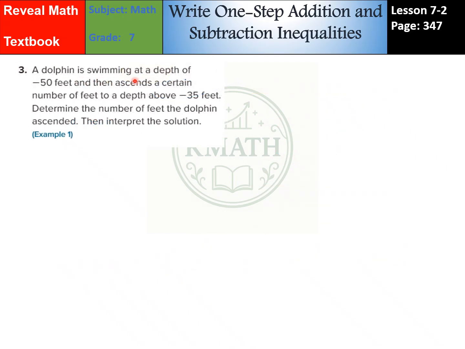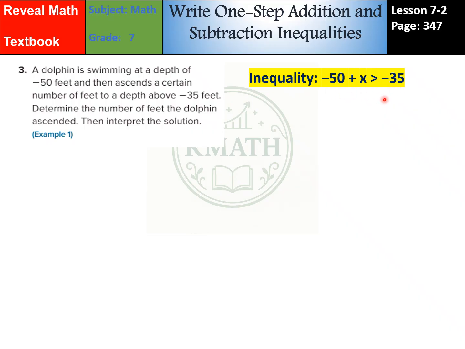A dolphin is swimming at a depth of negative 50 feet and then ascends. Ascends means increases, going above by a certain number of feet to a depth above negative 35 feet. Determine the number of feet the dolphin ascended. It increases, so it's greater than negative 50. How much will it increase to reach negative 35? You will add some number to it, so it becomes negative 35.